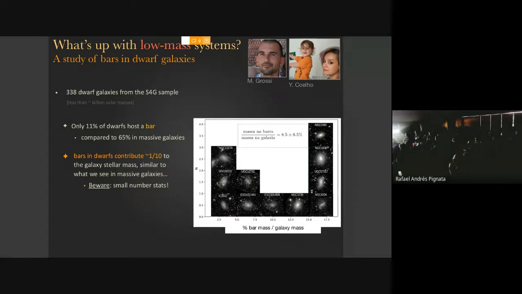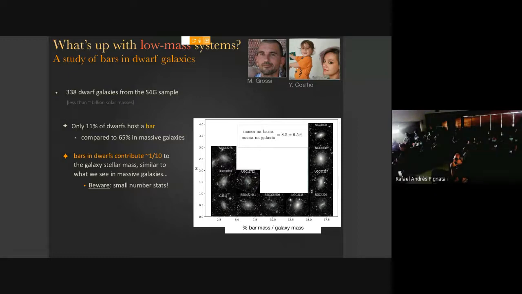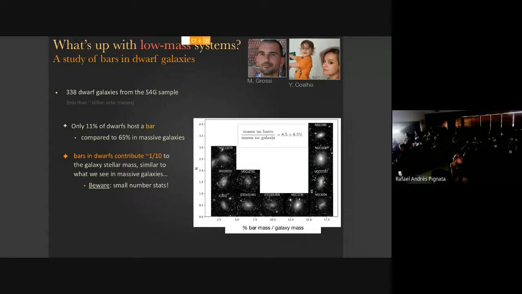Looking at the mass content in bars, we were first surprised when we noted that the quantity of gas that seemed to be contained in these bars in dwarf galaxies was actually pretty much the same as in massive galaxies. So it seemed like, independently of how massive the galaxy is, the relative amount of mass that is contained in the bar was the same.